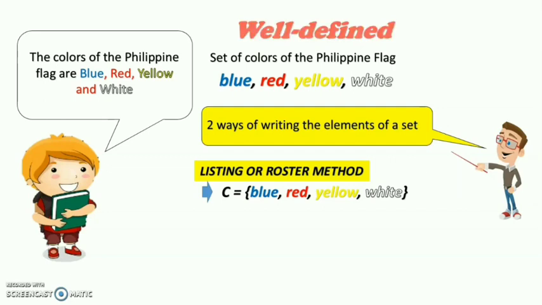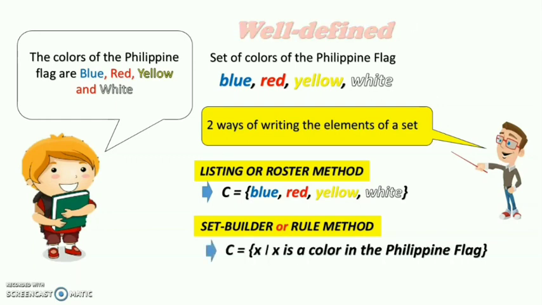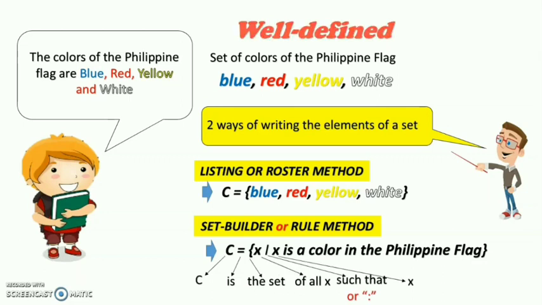Another way of writing elements of a set is the set builder or rule method. This method works well especially when there are lots of elements in the set. Kapag marami ang elements na ilalagay, mas magandang gamitin ang set builder. Now, let us write the notation by using the set builder or rule method. It reads as C is the set of all X such that X is a color in the Philippine flag. Take note, you can also use a colon instead of a vertical slash. Pwede gamitin ang colon para sa set builder. Pwede rin naman ang vertical slash.